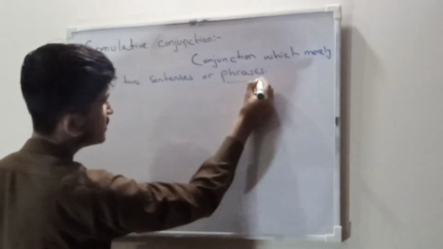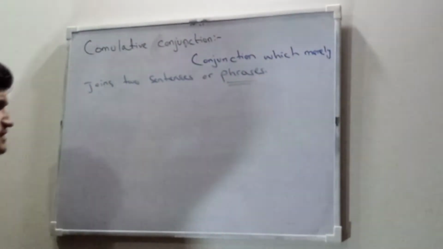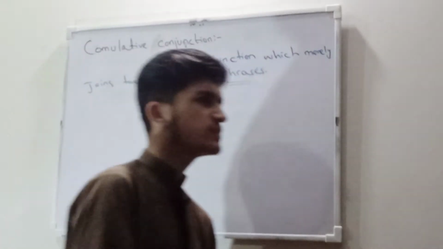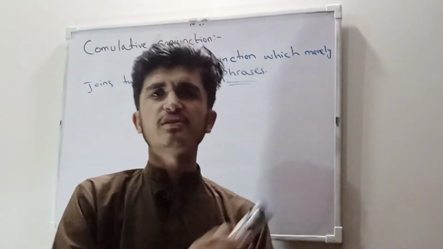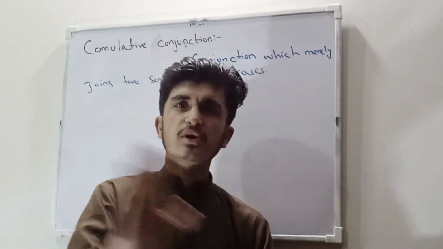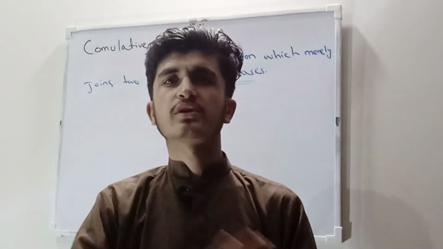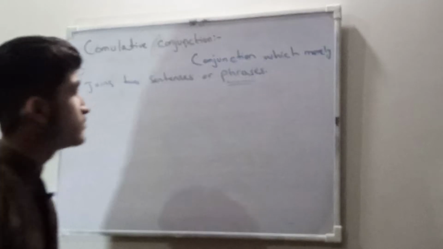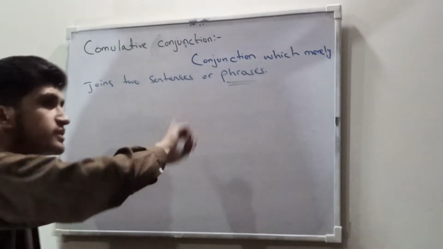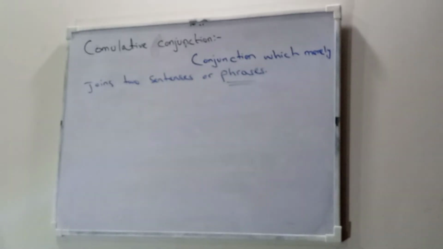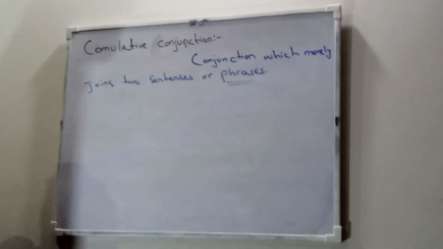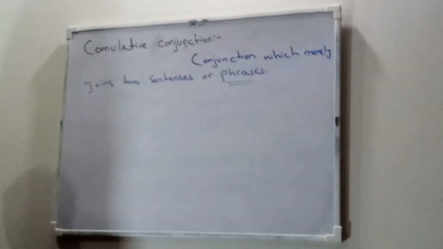Now here we study phrase also in preposition. A phrase is a group of words which helps in a sentence to give a complete sense, but the phrase itself doesn't give a complete sense or idea. We also studied it in preposition, where I gave you some idea. So the cumulative conjunction is a conjunction which mainly joins two sentences or phrases.